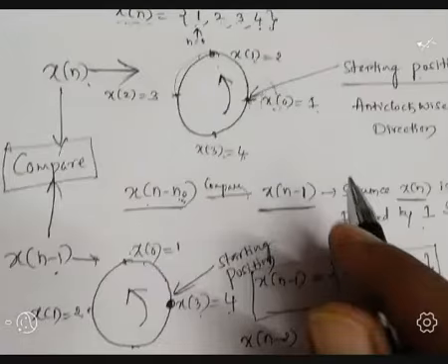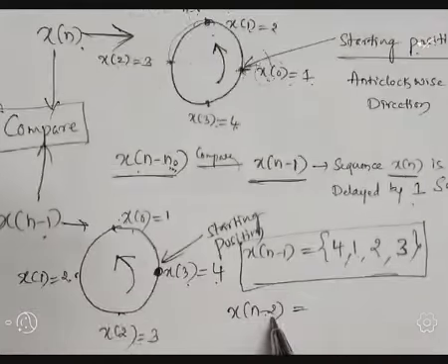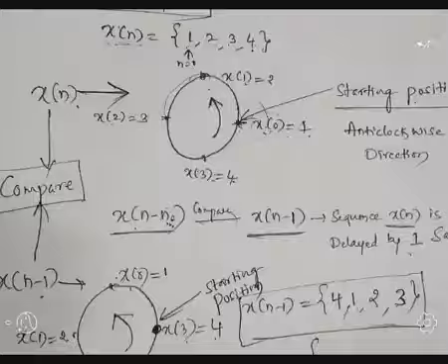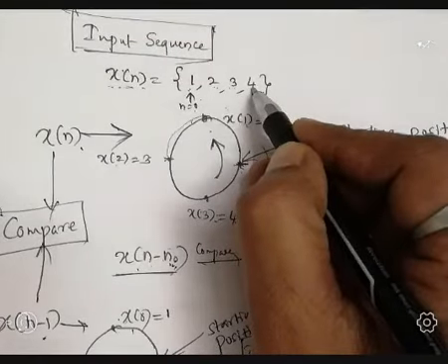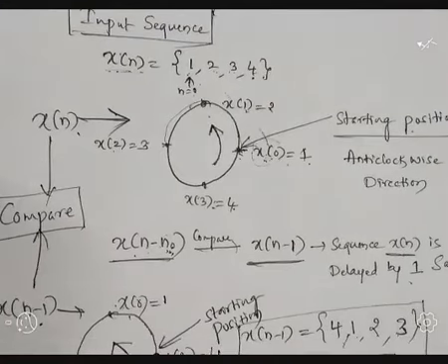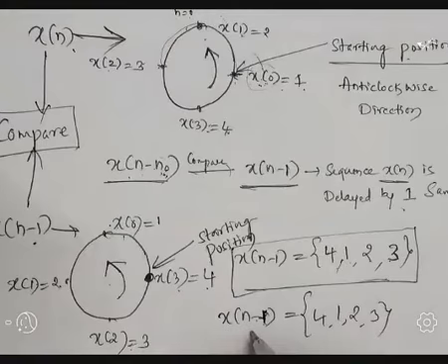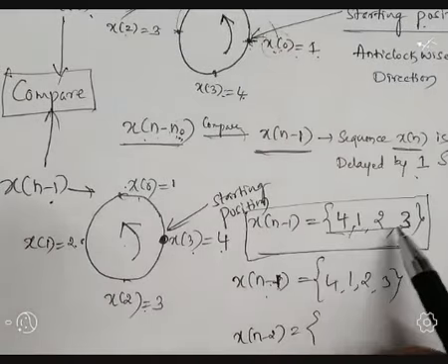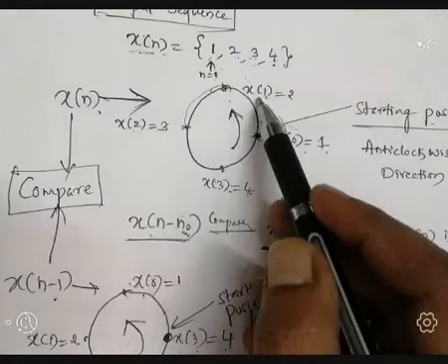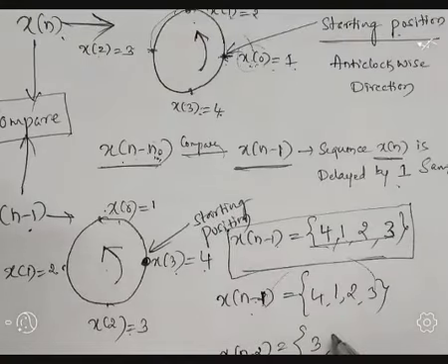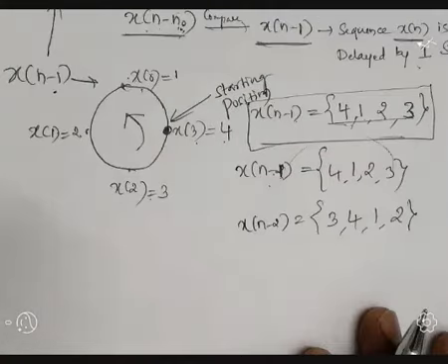Two samples. Here n naught equals 2. Move the last two samples to the beginning. First, I will move the first sample: 4, 1, 2, 3. This is x of n minus 1. Two samples means two samples we have to move. Already x of n minus 1 is there. One more sample we have to move. The last sample is moved, so it becomes 3, 4, 1, 2. This is x of n minus 2.